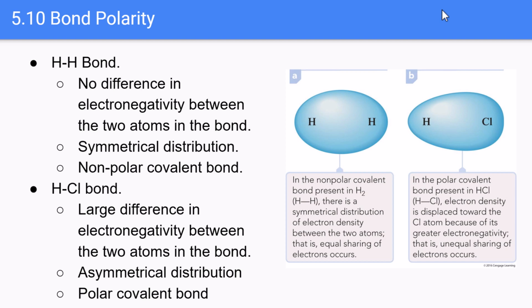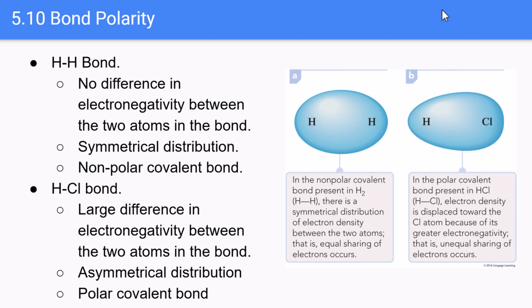So let's look at a couple of examples here. The first is a hydrogen-hydrogen bond. If we go back and look at the electronegativity chart, we find that there is no difference in electronegativity between the two atoms present in this bond. So the electrons are directly in between the two hydrogen atoms here. There's a symmetrical distribution of those electrons, so therefore it's a nonpolar covalent bond. The electrical distribution is symmetrical.